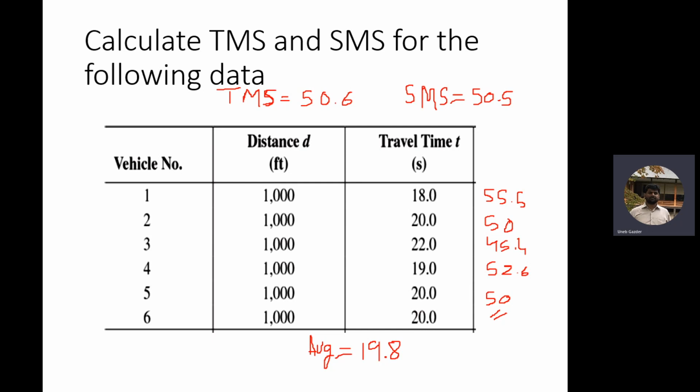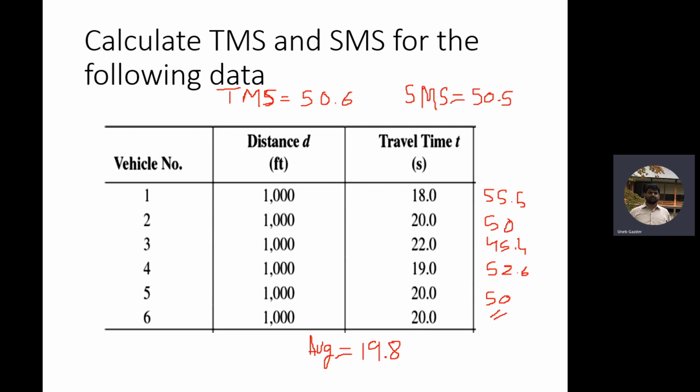In SMS, the effect of the travel time is more. Because of the form of the equation, the effect of travel time is more on SMS as compared to TMS. And this is the reason why SMS is always lower as compared to TMS. Clear? Now this is what they have found through observations. So you can see it here as well.